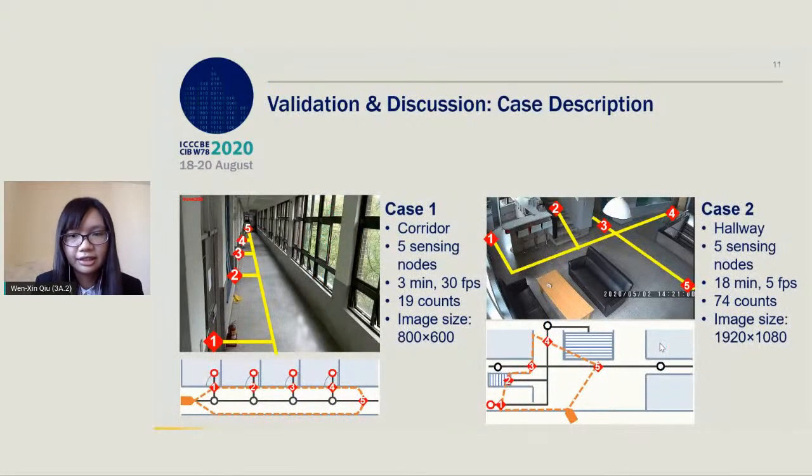We use two real cases to validate our approach. One is at a corridor and the other is at a hallway. Both of them are at our school building, and one is 3 minutes, the other is 18 minutes.